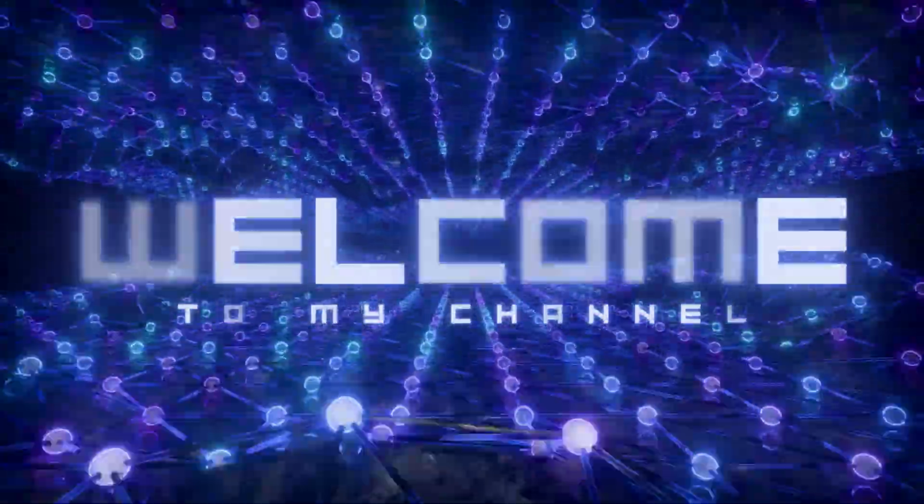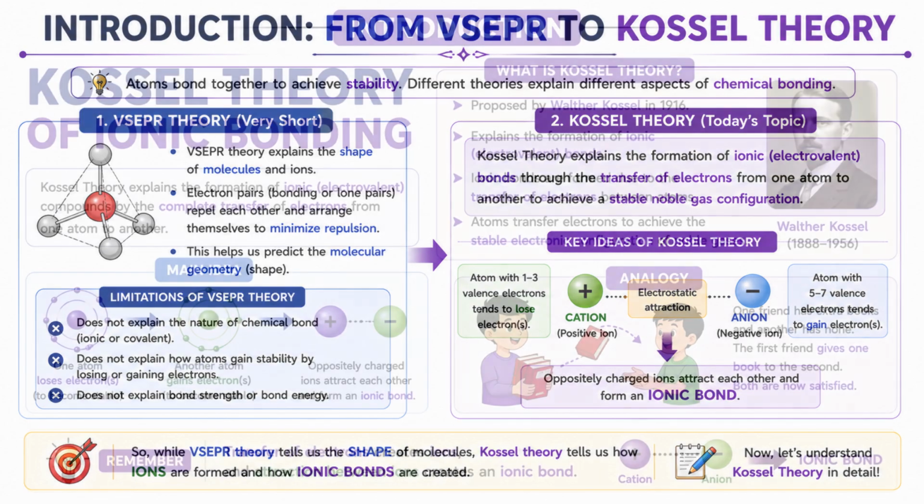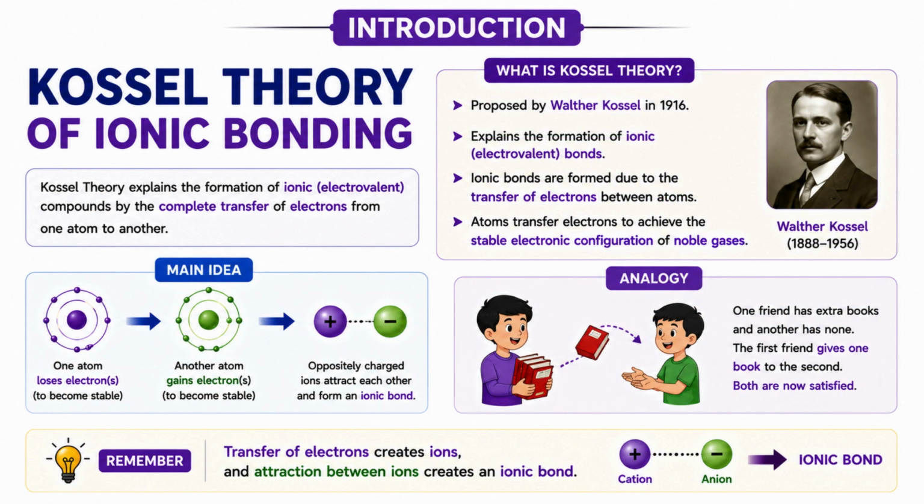In the previous lectures, we learned that atoms form chemical bonds to achieve stability. Today, we'll understand how ionic bonds are formed with the help of Kossel theory. Kossel theory was proposed by the German scientist Walther Kossel in 1916. It explains the formation of ionic or electrovalent bonds through the transfer of electrons.